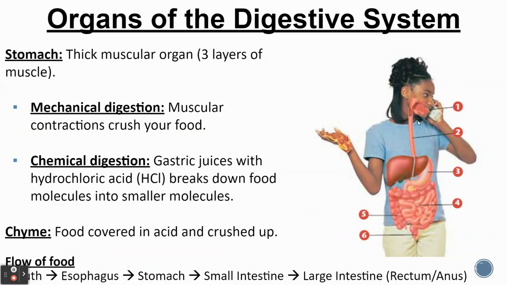So our next organ after we've passed through the esophagus is our stomach. So we've entered the stomach at this point here. In the stomach, you have mechanical and chemical digestion as well. The mechanical digestion is the muscular contraction. So your muscles are contracting to squish the food.